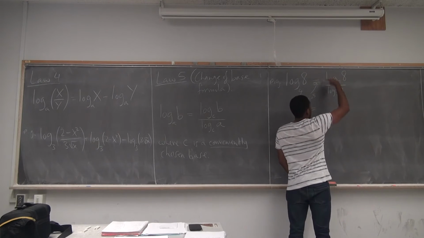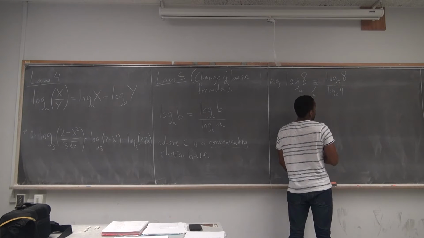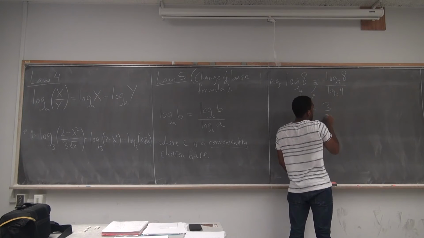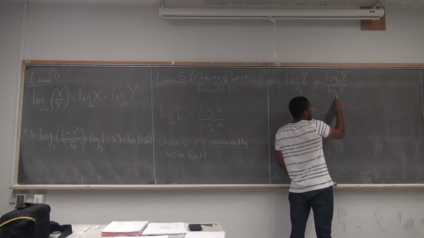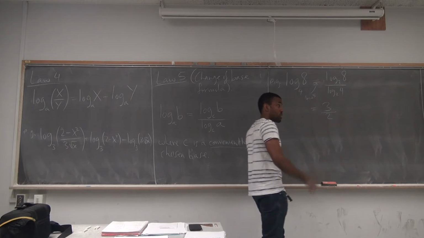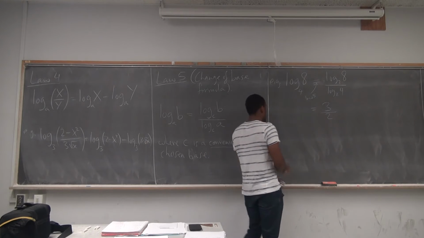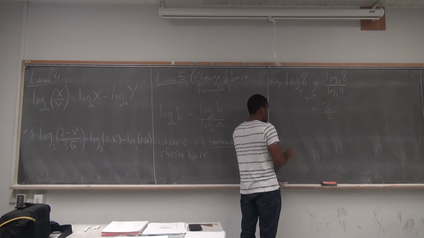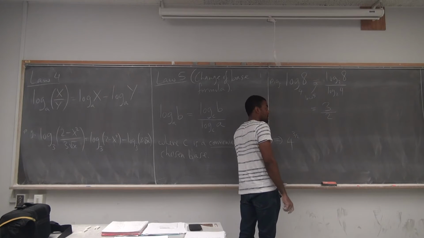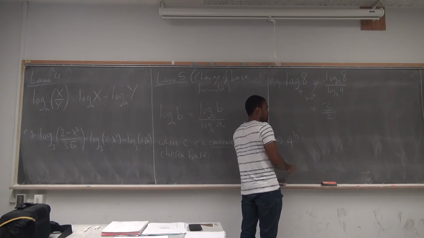And what's log to the base 2 of 8? 3. Because I have to raise 2 to the power of 3 to get 8. What's log to the base 2 of 4? 2. Because I have to raise 2 to the power of 2 to get 4. So the number is 3 over 2. So it turns out that means that if I take 4 to the 3 over 2 power, I should get 8. Now what's 4 to the 3 over 2 power?